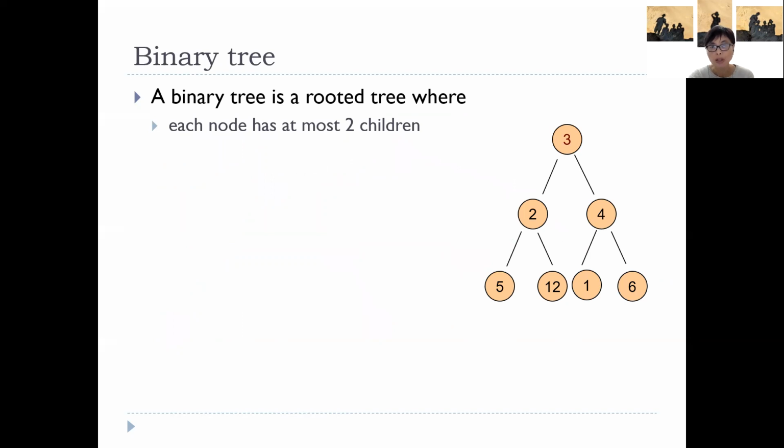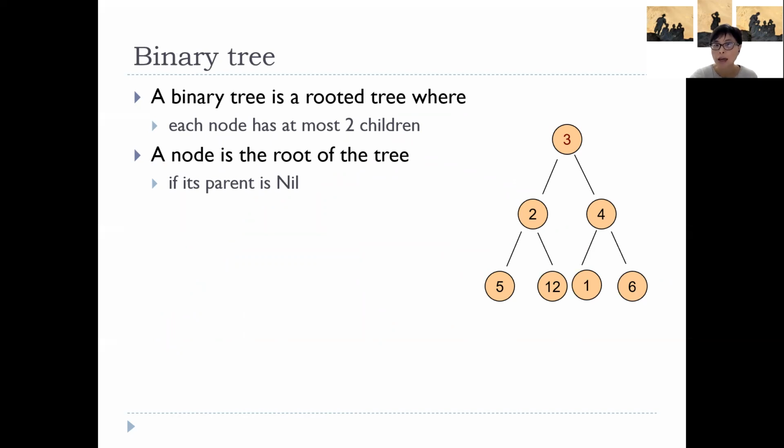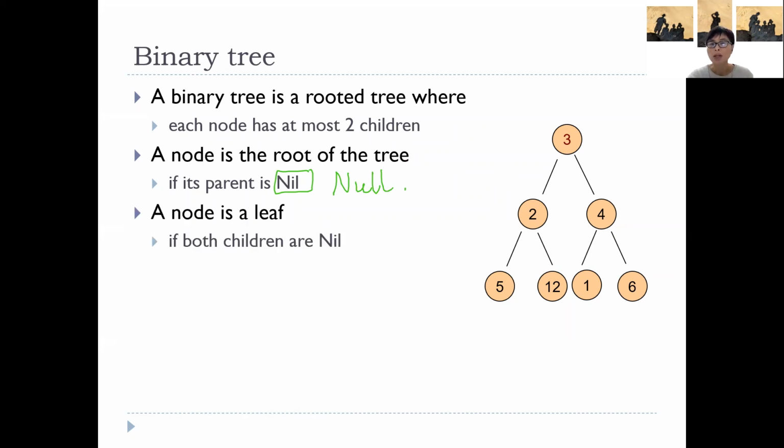As we said, a binary tree is a rooted tree where each node has at most 2 children. A node is the root if its parent is nil, so only one node can have its parent be nil. Again, my use of nil is the same as the null pointer. A node is a leaf if both of its children are nil, so, for example, these are all leaf nodes because both of their children are empty.